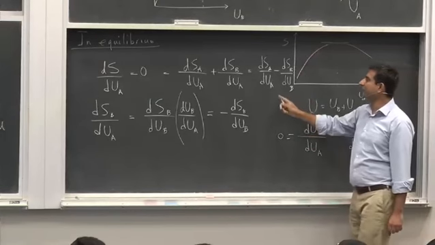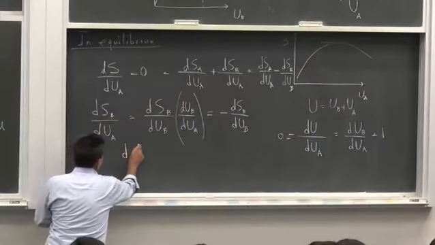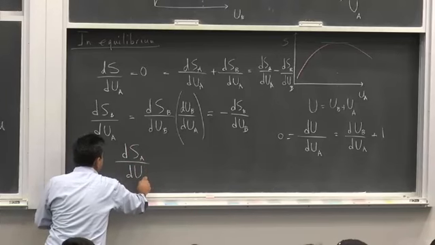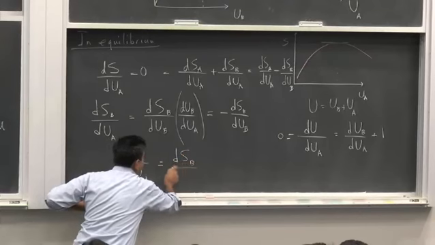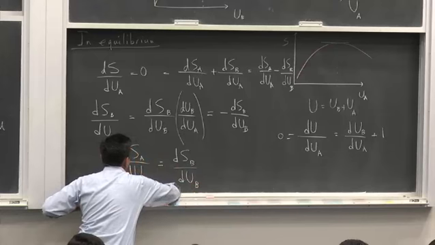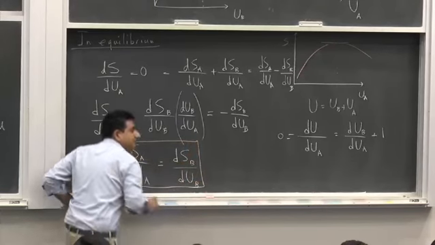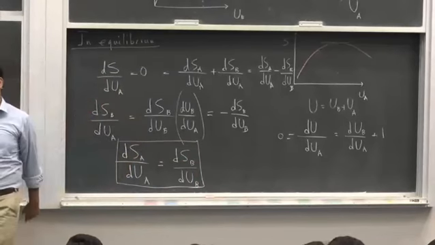Now this is equal to 0. Then in equilibrium, dSA over dUA must equal dSB over dUB. So in equilibrium, the slopes must be the same.